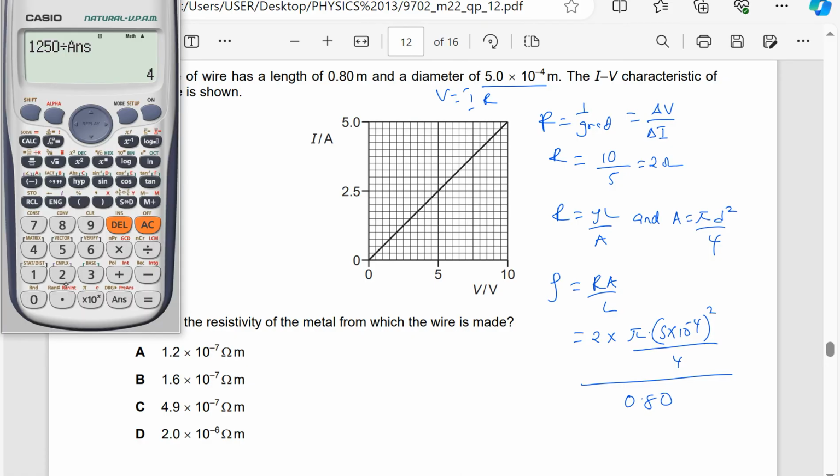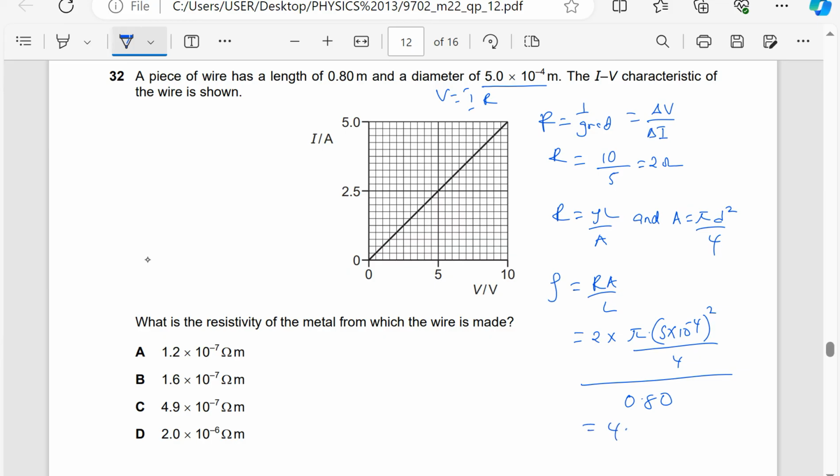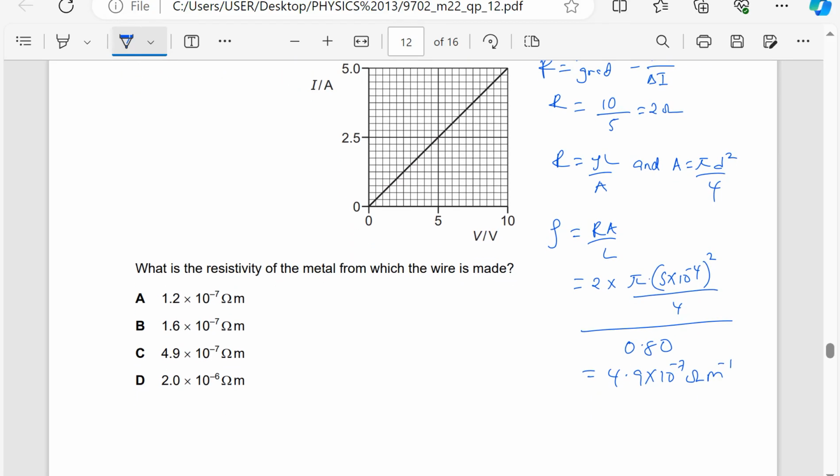I'll just press my calculator. 2 times pi times 5 exponent minus 4, and this is squared. I can first divide by 4, then I divide by 0.8. So I'm getting 4.9 times 10 to the power of minus 7. So this is ohms per meter. So the answer is C.